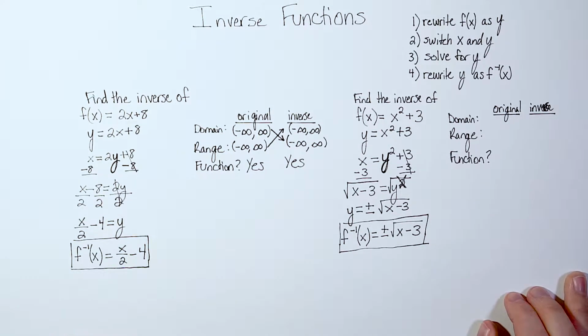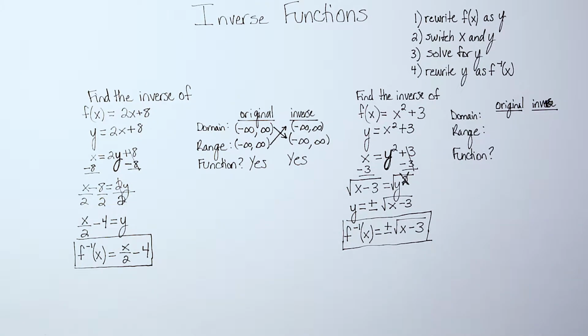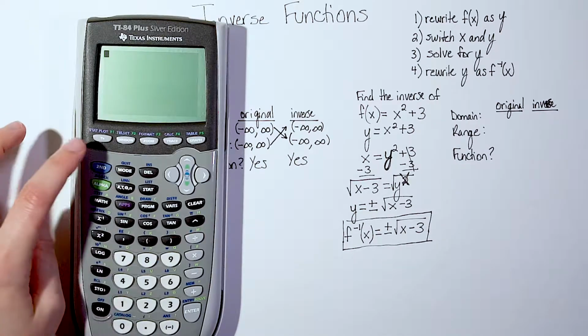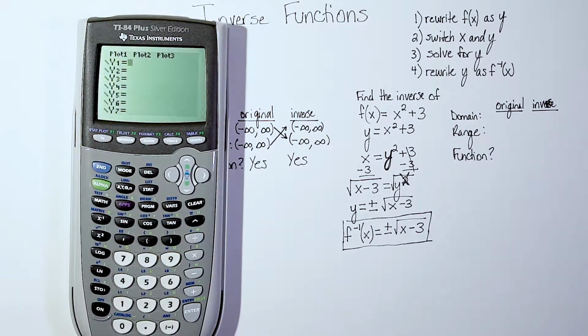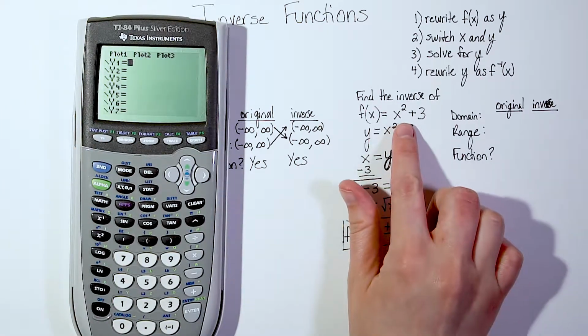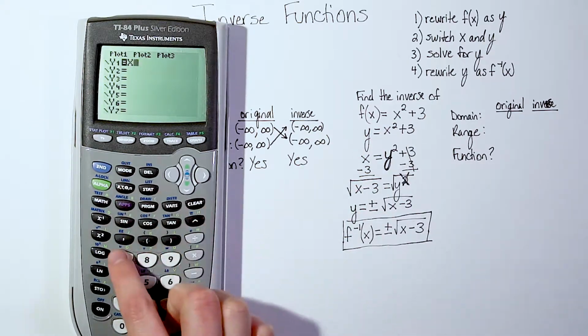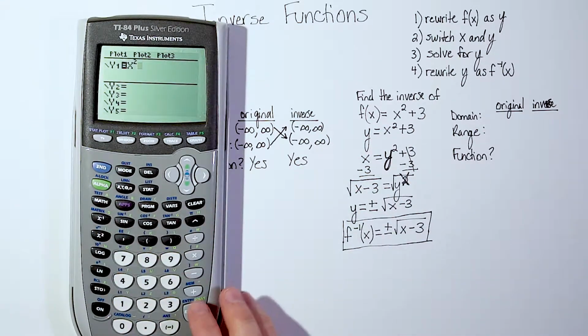Now, I want to take a moment here and pull out my graphing calculator, and I want to show you how the original and the inverse look. And remember, anytime I want to graph, go to y equals, and I'm going to first type in the original. So x squared plus 3. That was my original equation that they gave me.